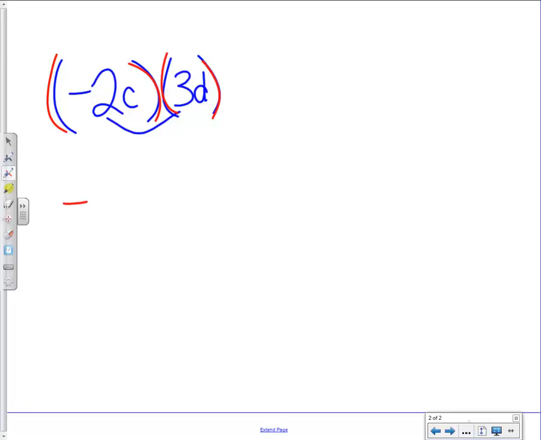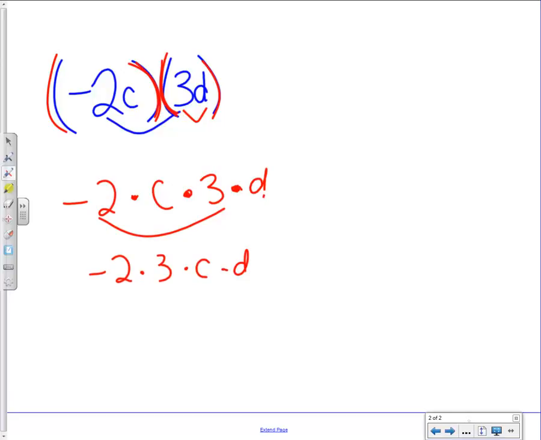So this problem is actually -2 times c times 3 times d, right? Because these two are touching, which means multiply between it. The parentheses mean multiply, so everything is actually just separated by this multiplication dot. What I want to go together would be the numbers. So I have -2 times 3, and then the letters just go at the end. Okay? All right, so -2 times 3. 2 times 3 is 6. Signs are different. The answer is always negative, cd. So -6cd is your final answer for this one.